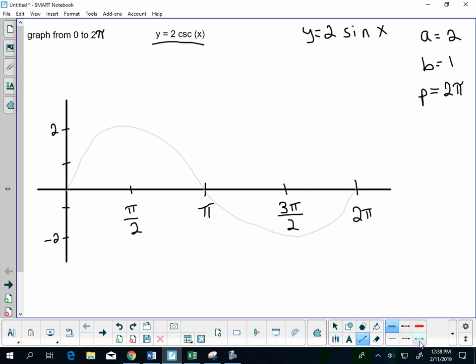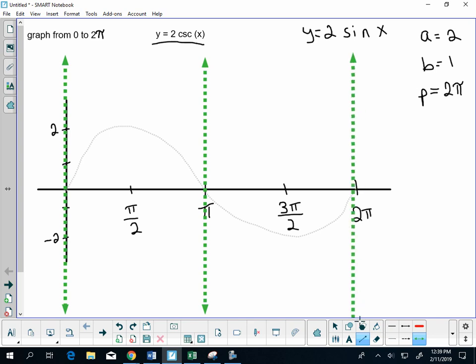Now, once I have that, I'm going to go ahead and draw in my asymptotes. The asymptotes occur where there is a 0. Well, why is there an asymptote there? The reciprocal of 0 is undefined. So I'm going to have an asymptote there. Oops, we're going to need to move that one over just a tad. And one right there. And once you've got those asymptotes drawn, you've actually done the tough work.